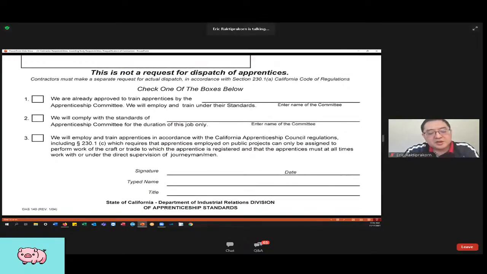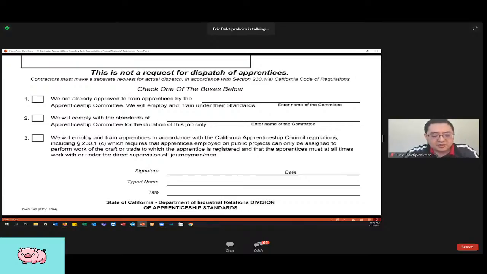When it comes to the verification of a valid and timely DS-140 submission, be cognizant of which of the 3 boxes you select as the contractor. If you select box 1, you are saying that you're a signatory to an apprentice program for a particular craft. You'll need to submit DS-140 and 142 to that program for that specified craft, to the committee that you're signatory to. However, if you select boxes 2 or 3, you're obligated to submit DS-140 and 142 to all applicable apprentice programs within the geographic area of your project site.